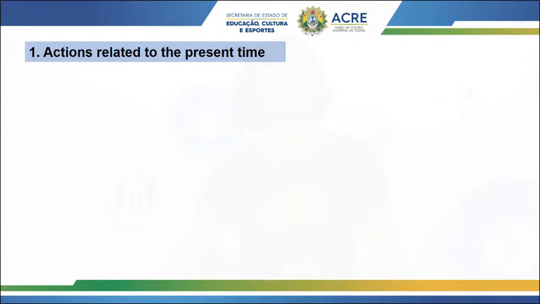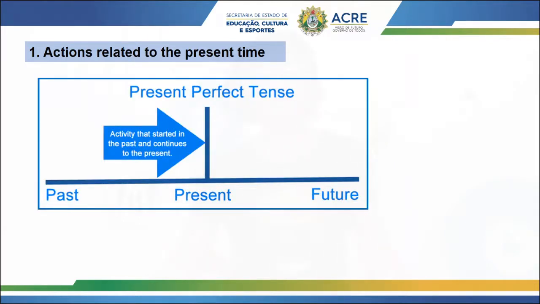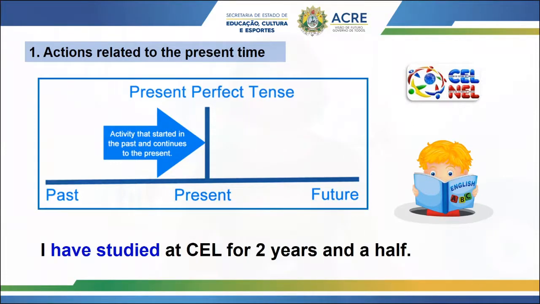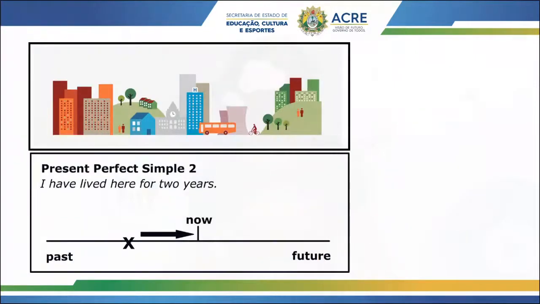1. Actions related to the present time. Activity that started in the past and continues to the present. Let's see an example. I have studied at CEL for 2 years and a half. I started studying at CEL in the past and I continue studying at CEL in the present. Another sentence. I have lived here for 2 years. I started living here in the past and I continue living here in the present.